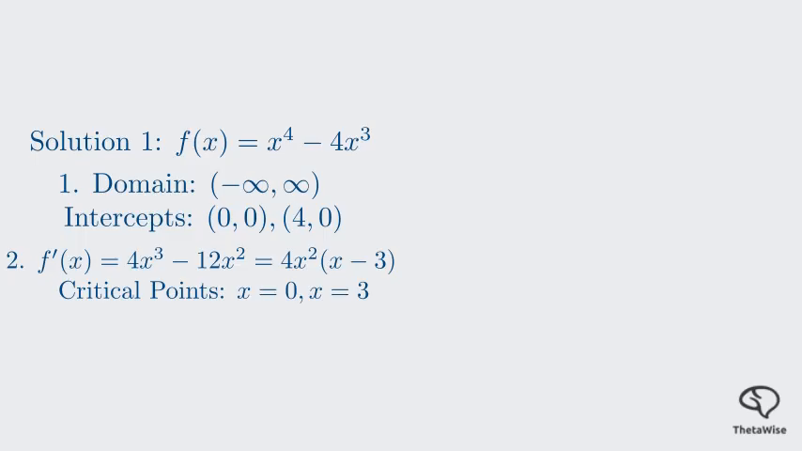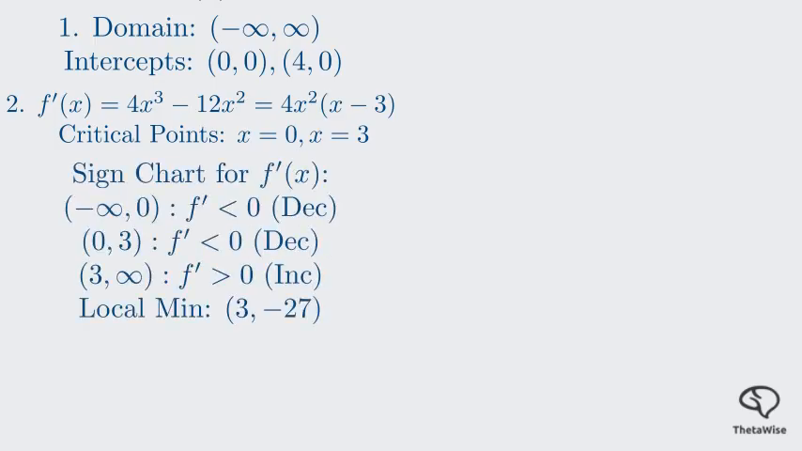At x equals 3, it changes from negative to positive, so we have a local minimum. The function is decreasing on (-infinity, 3) and increasing on (3, infinity). There is a local minimum at (3, -27).